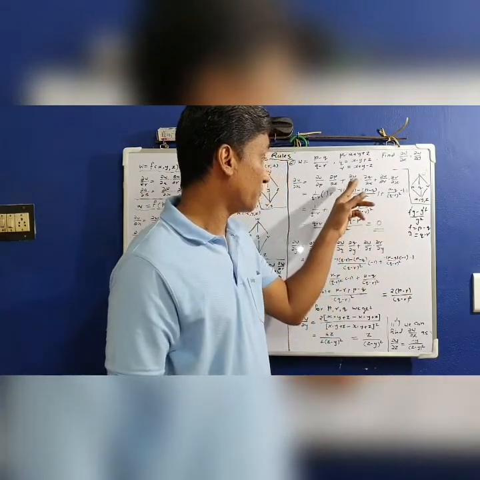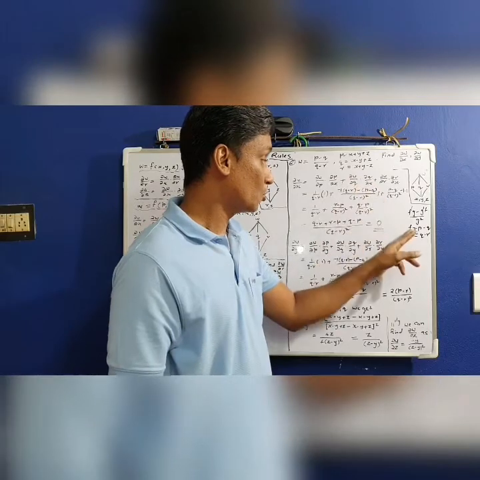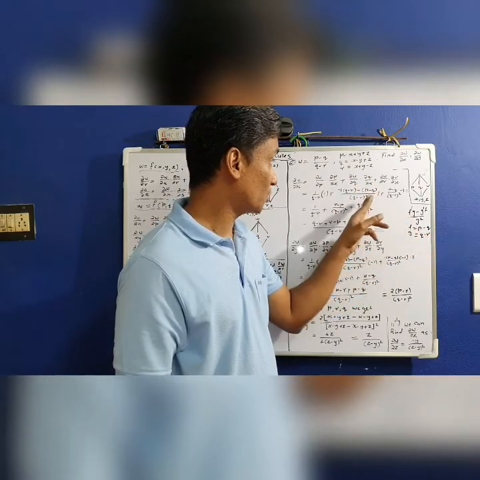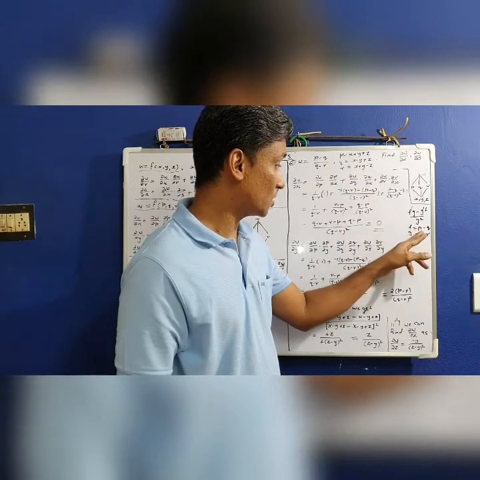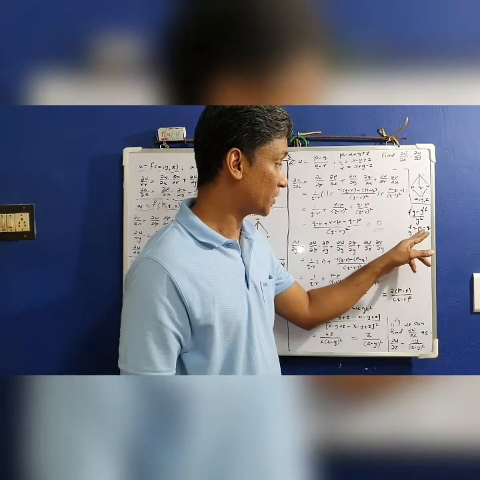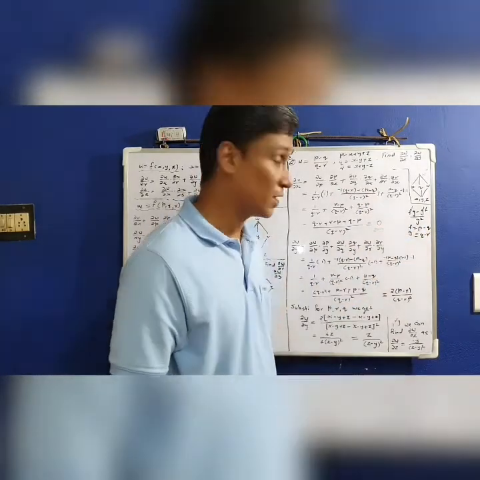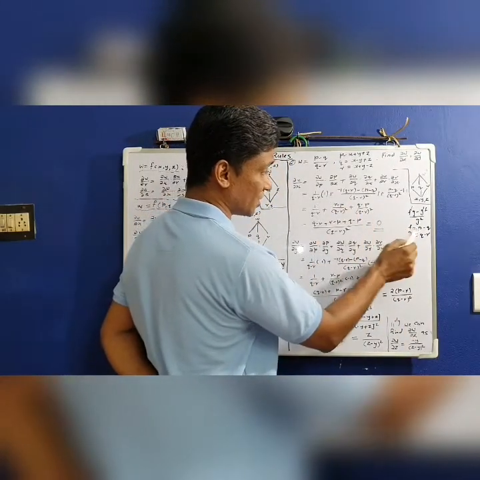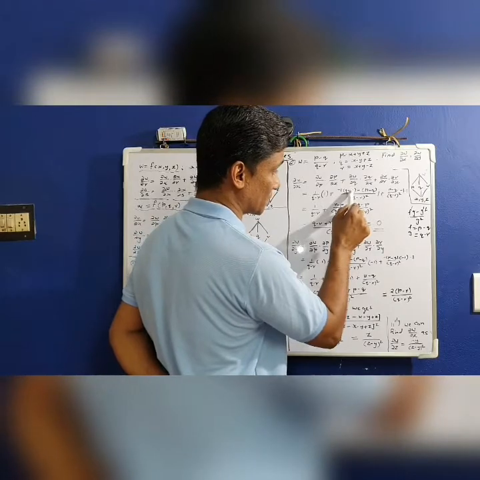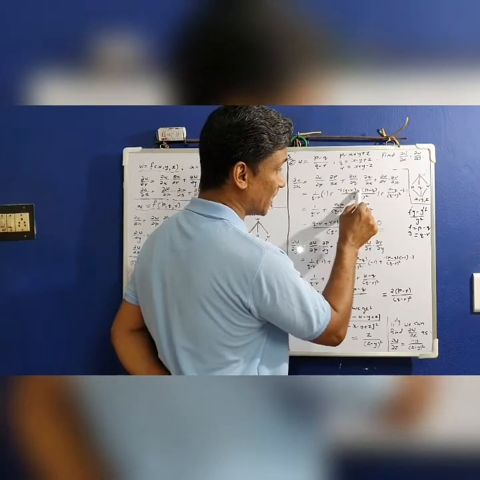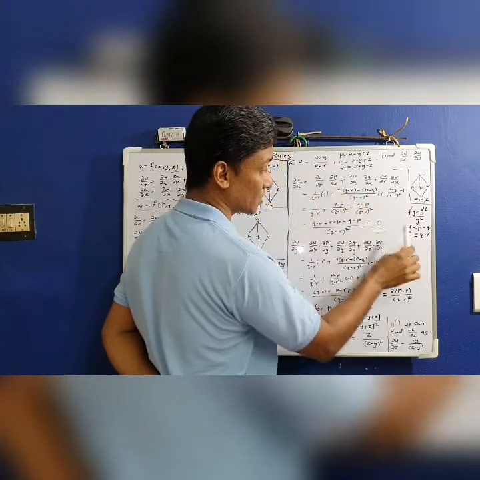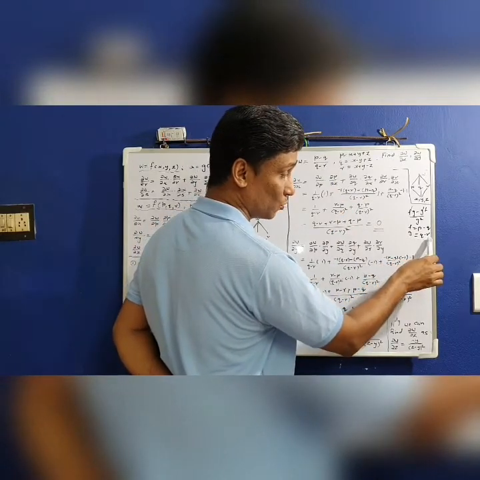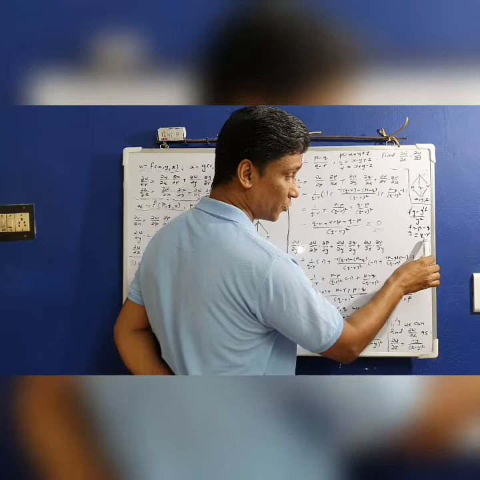Since I am finding ∂w/∂q, f' means ∂f/∂q. Differentiating this quantity partially with respect to q, you get −1. So f' is −1. f'g is (q − r), so −1 into (q − r) minus g'f. g' means differentiating this expression partially with respect to q, you get 1.